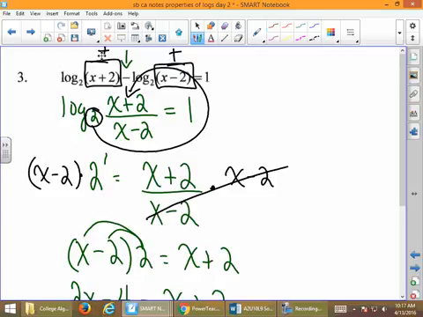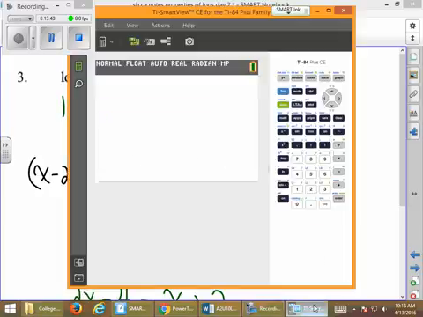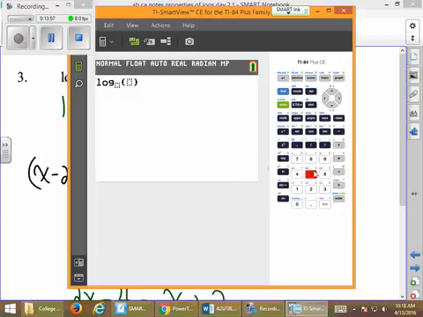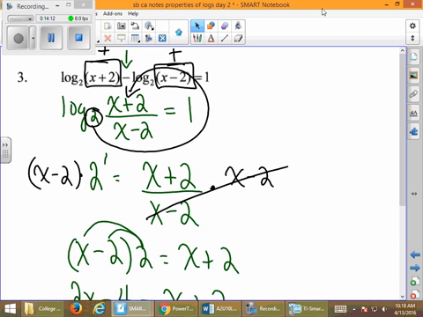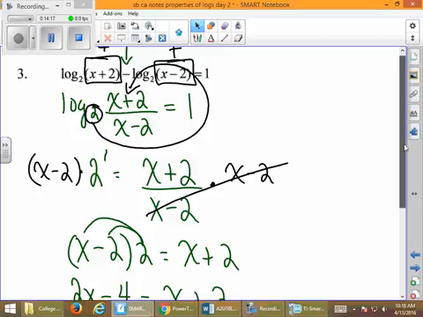Remember that the button to use the logarithms is alpha, window, number 5. That will allow us to type in our base. If you have an Inspire calculator, you have to type the base in every time you do the problem. So, alpha window on the calculator. But we did determine that 6 is a solution to our problem.